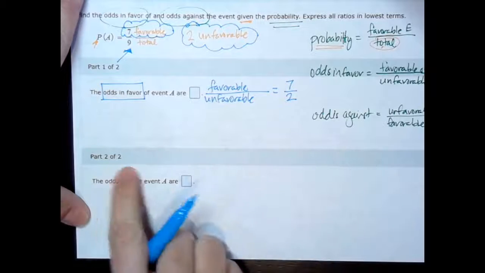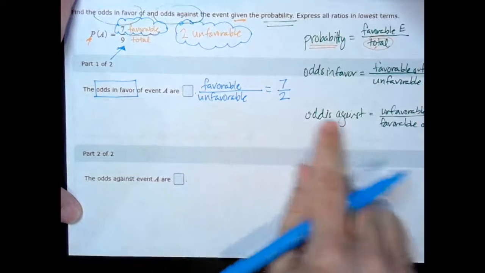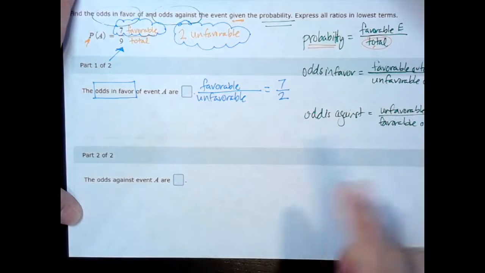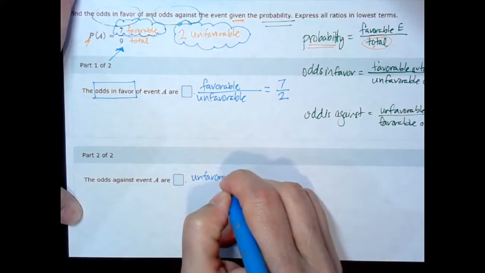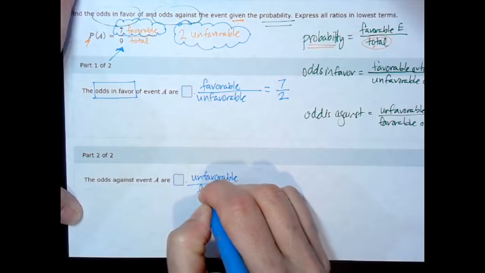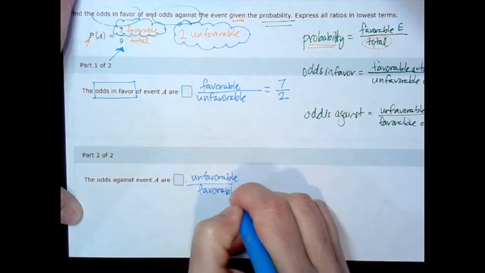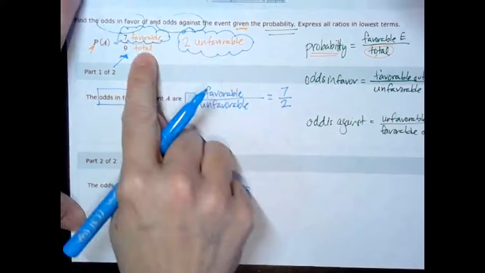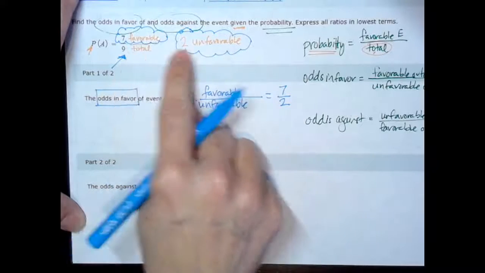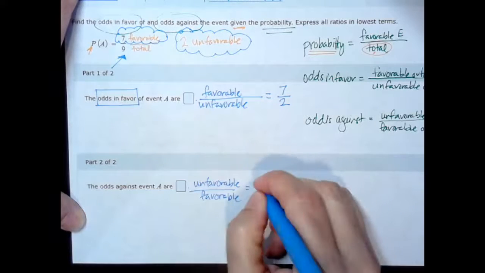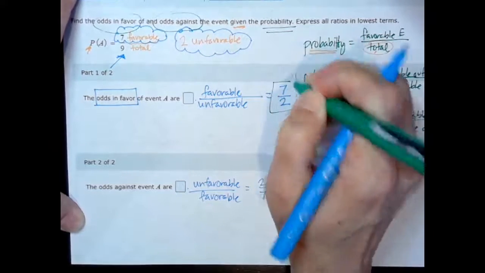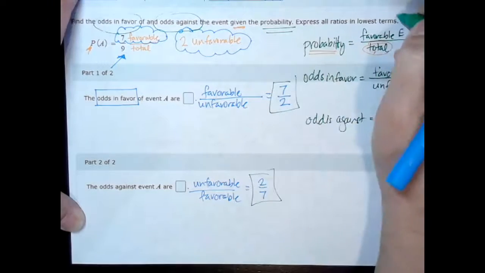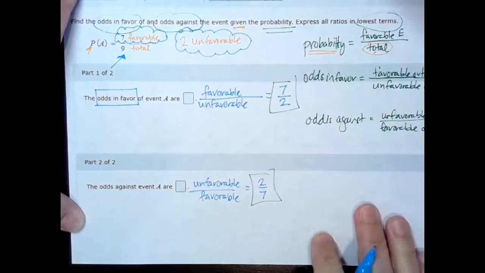Okay, odds against. Remember, for odds against, we just reverse those. So for my odds against, I need unfavorable over favorable. And so going back up here and looking how I broke it down, my unfavorable was 2 and my favorable was 7. So these are the 2 answers that you were looking for, and they are in lowest terms. So you're good to go.